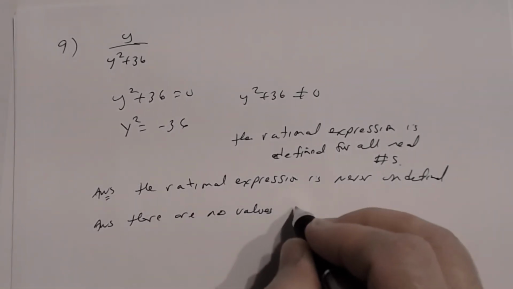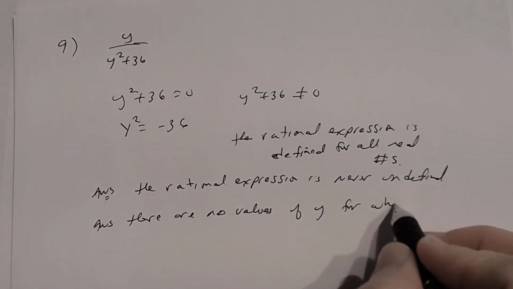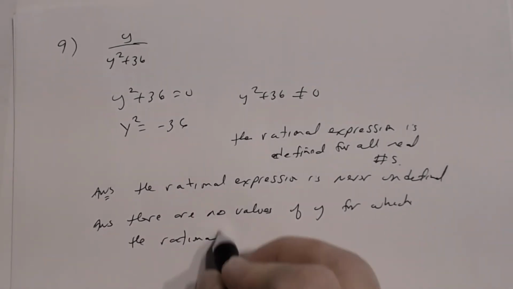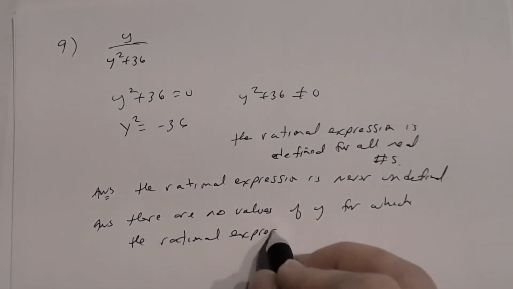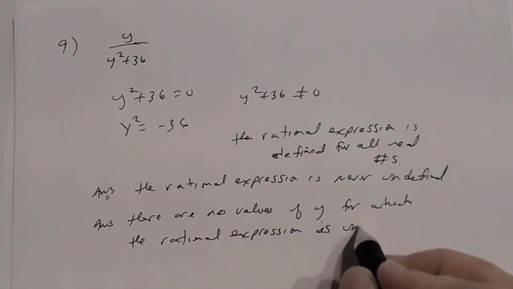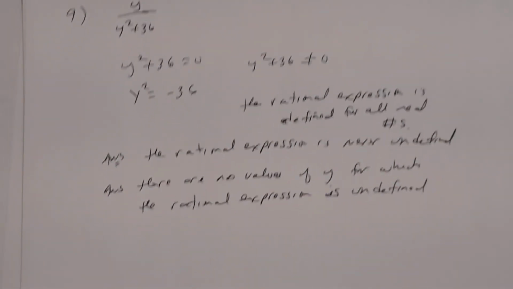There are no values of y, the variable y, for which the rational expression is undefined. Okay? All right, that's number 9.